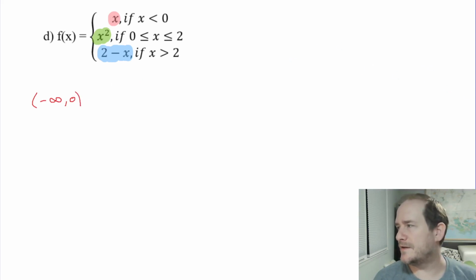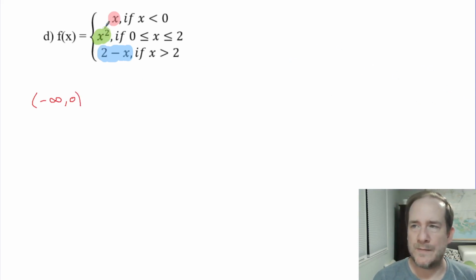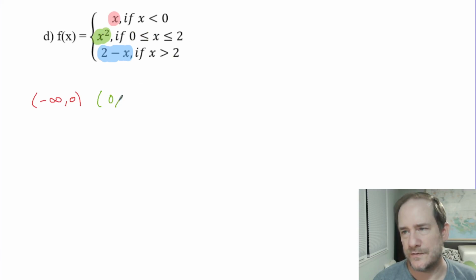Then the next function kicks in, and it's quadratic. It's just a parabola, so he's continuous everywhere. And since we're only using that from 0 to 2, I can rest assured that we're continuous from 0 to 2.